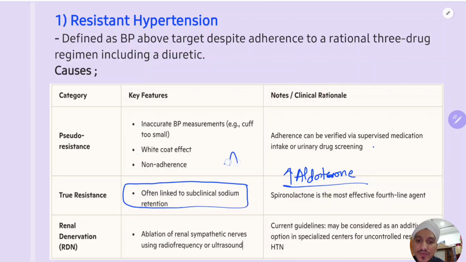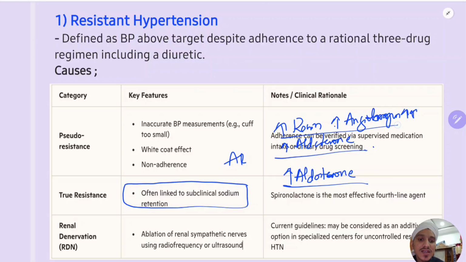Although the receptor is blocked, there will be increased renin in this patient, and there will be increased aldosterone in this patient. This causes increased angiotensinogen too. Because of negative feedback, these things will be increased. If you are using an ARB, this will be increased. If you are using an ACE inhibitor, then angiotensin 1 will accumulate. So these things will cause resistant hypertension.